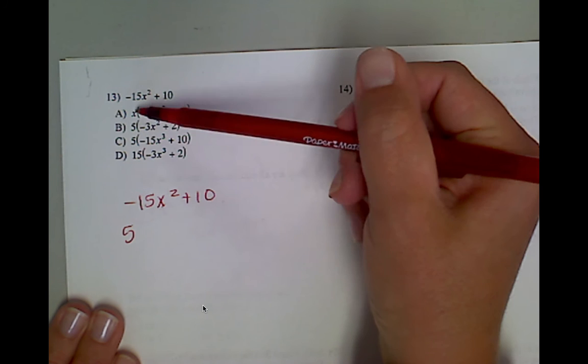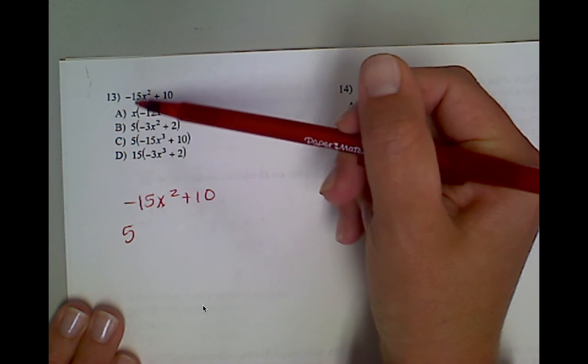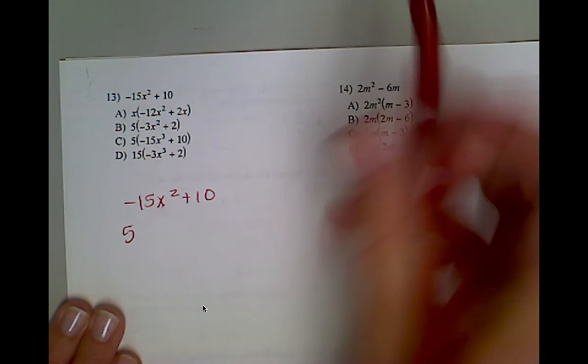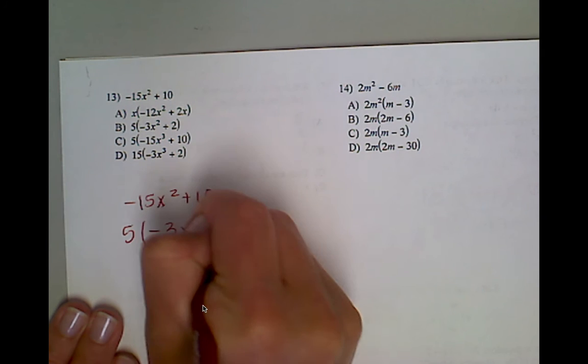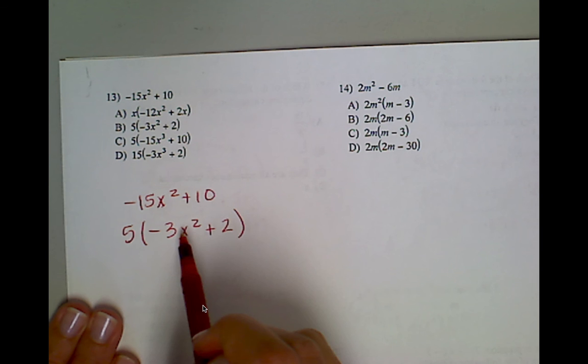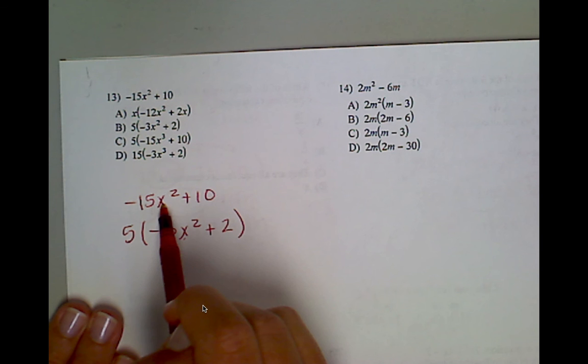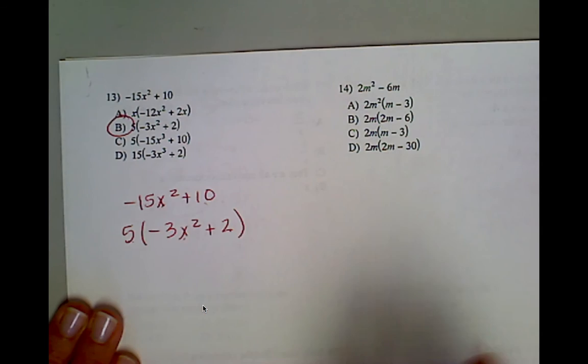When I look at my answer choices, I see some negatives right here, but those are all positive. So I'm just going to take out a positive 5. When I take out that positive 5, I'm left with a negative 3x squared plus 2. How do I know that? 5 times negative 3x squared is negative 15x squared. 5 times a positive 2 is a positive 10. So your answer should be B.